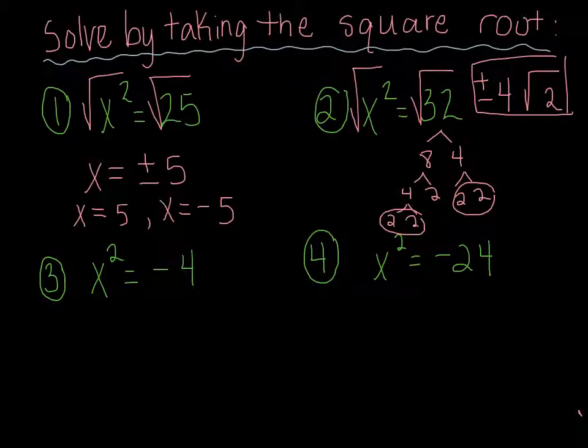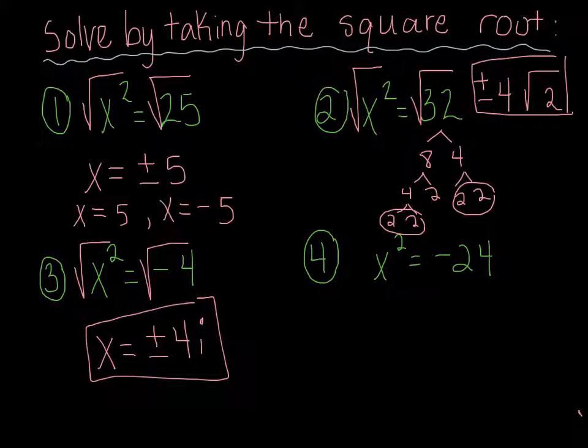Number 3, we have x squared equals negative 4. So when we square root that, remember our negatives, our answer will be x equals plus minus 4i.